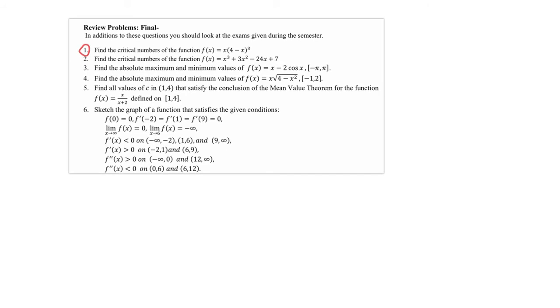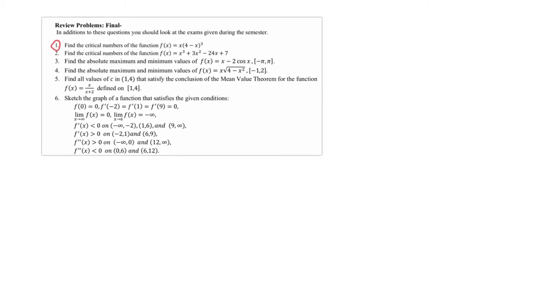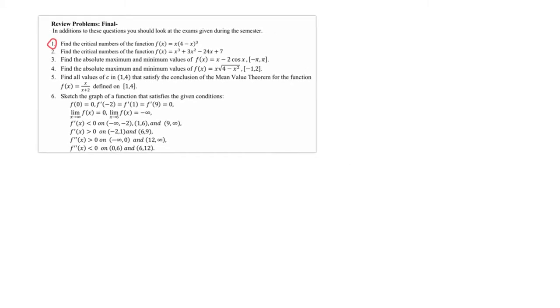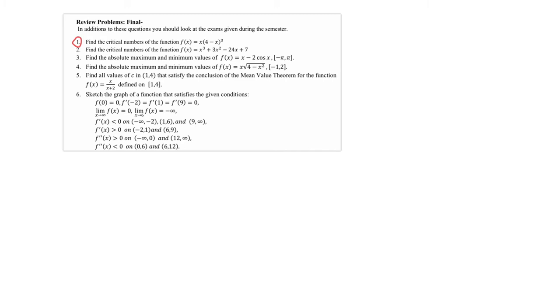So we've got: find the critical numbers of the function f of x equals x times (4 minus x) cubed. So anytime they ask you for the critical numbers, what they're really saying is take the derivative and then set it equal to 0 and then solve for x. That's what they mean.